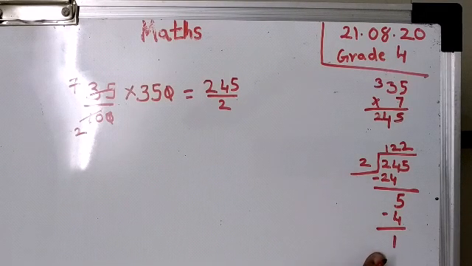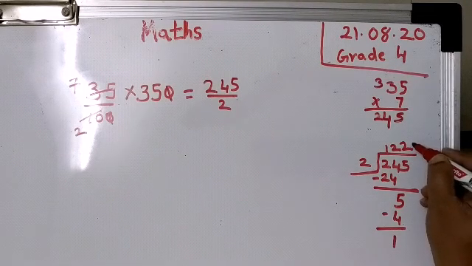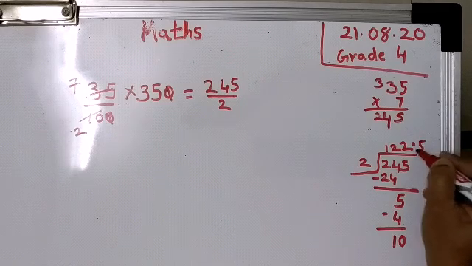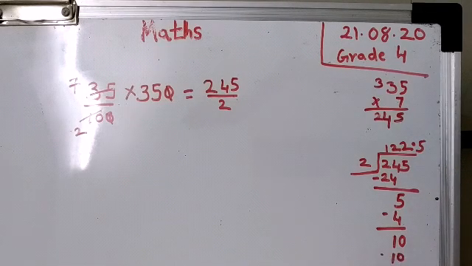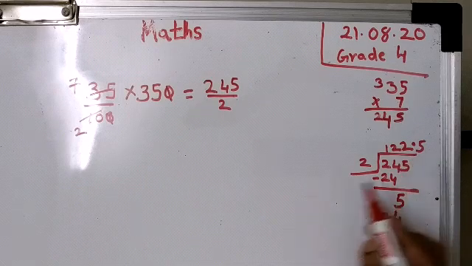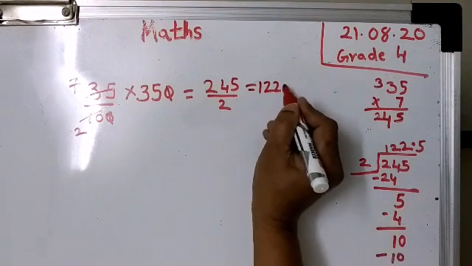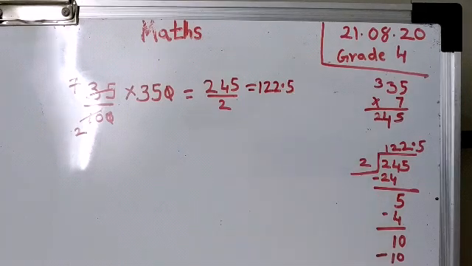Now 2 does not go into 1. So what do we do? We put a decimal here. Yes, all of us know this children, a decimal here and 0 here. So then it's 2 5s are 10. So then you get 0, 0. So it's 122.5. That is 122 rupees 50 paise.